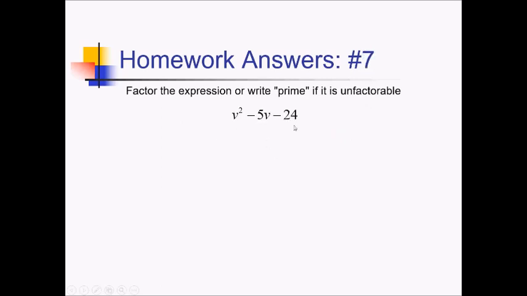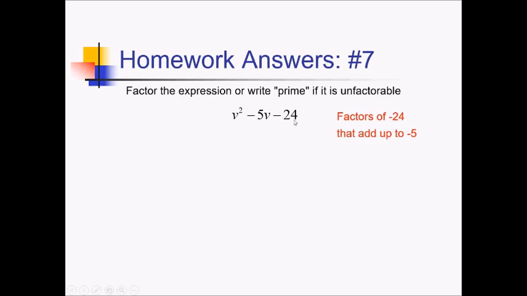To factor this trinomial, I'm going to need to find factors of negative 24 that add up to negative 5. So let's see here. They're going to have opposite signs because it multiplies to a negative, and the negative has to have a larger absolute value because it adds up to a negative.